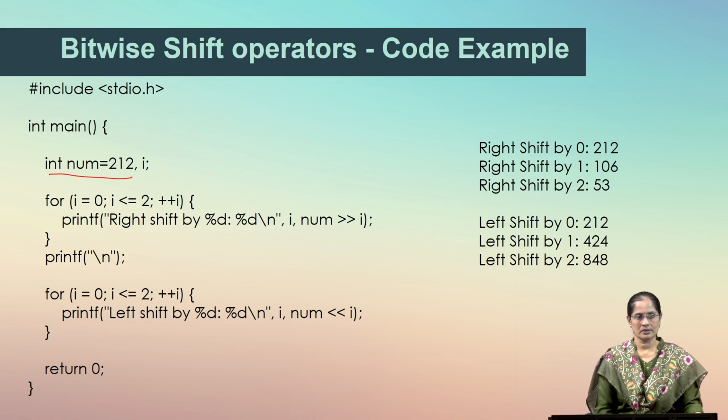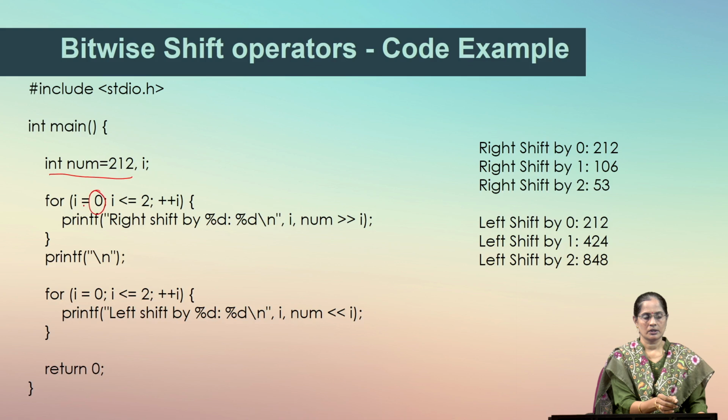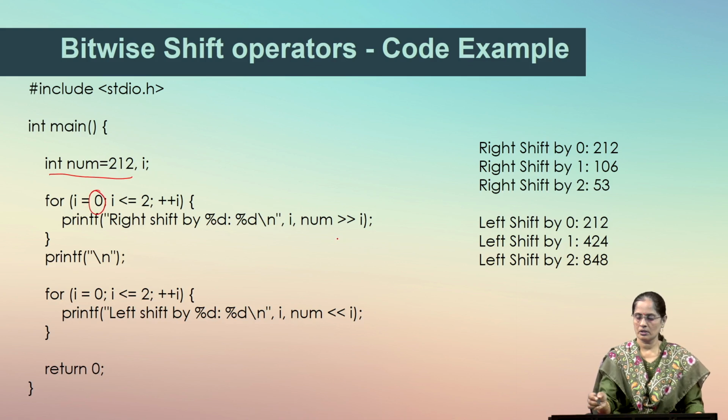The loop will be executed 3 times, from 0 to 2. So, we start the loop from 0. When the value of i is 0, we do the first right shift operation. On shifting by 0, we do not actually shift, so the value is still 212.